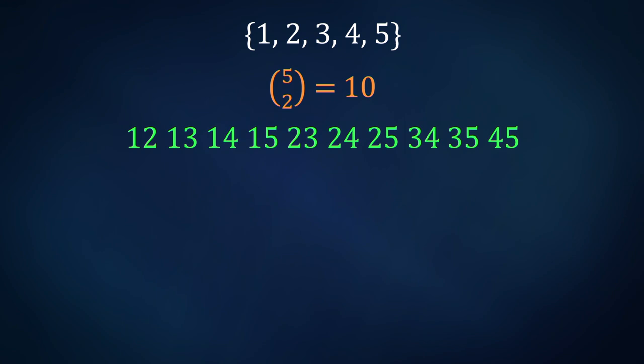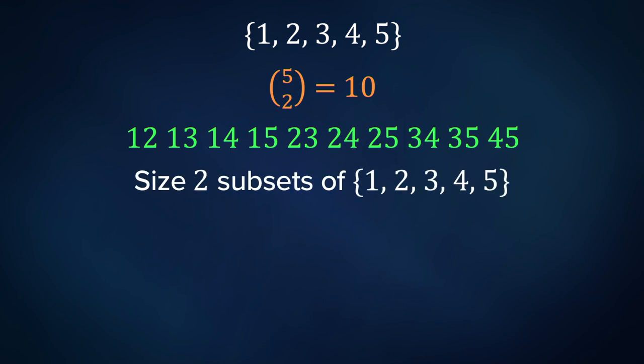Notice we don't include 2, 1 because order doesn't matter. See, 2, 1 is the same as 1, 2. We say that these 10 numbers are the size 2 subsets of 1, 2, 3, 4, 5, and they're counted by the number 5 choose 2.